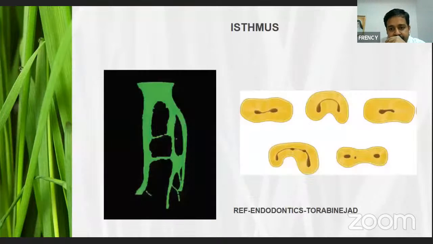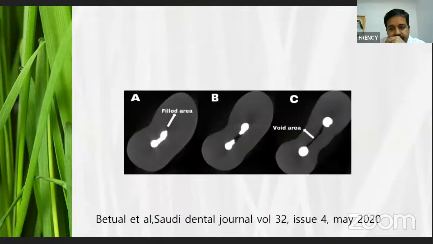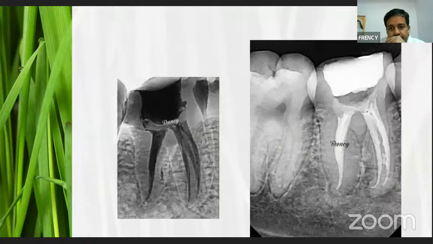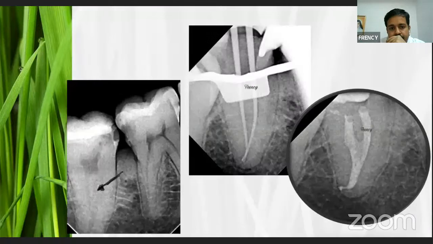Then isthmus between the canals. There are different types of isthmuses. So you can see, if it is a very deep and narrow isthmus, it is very difficult to fill. The mandibular canine with isthmus, maxillary premolar with isthmus, then mandibular molars with isthmus. Here also a deep isthmus. There was no coronal communication in a mandibular second molar.